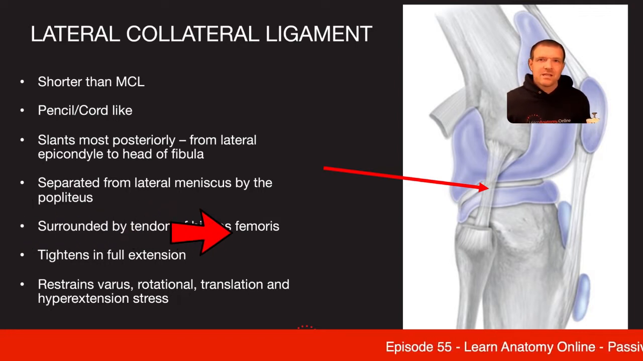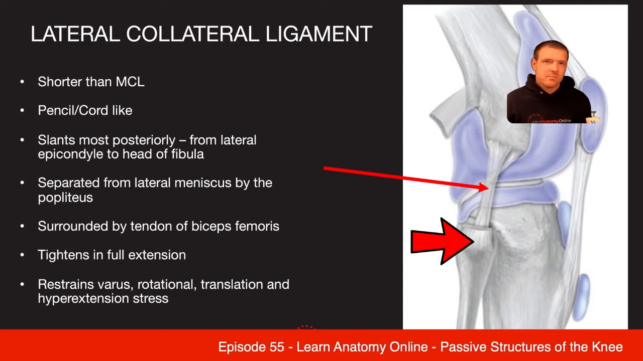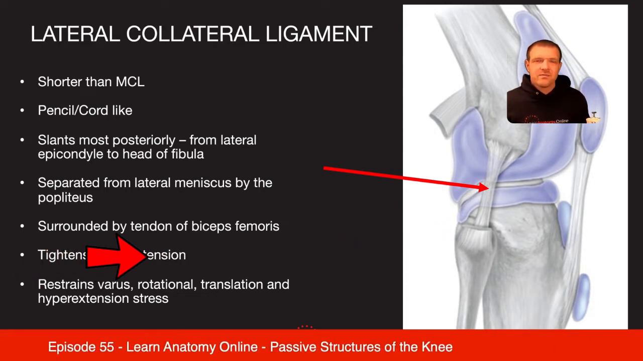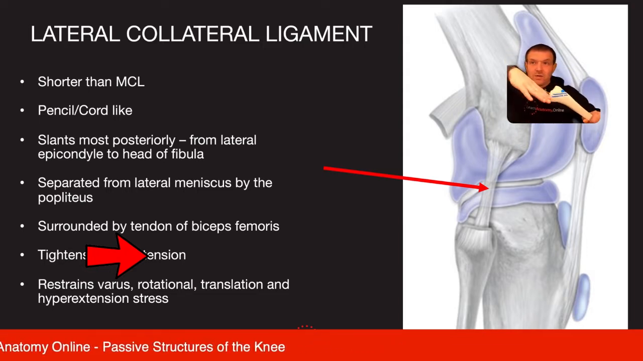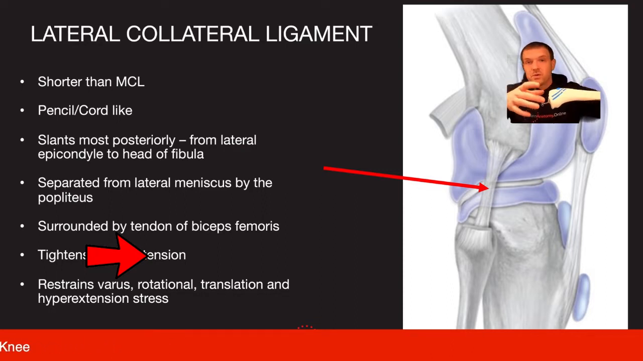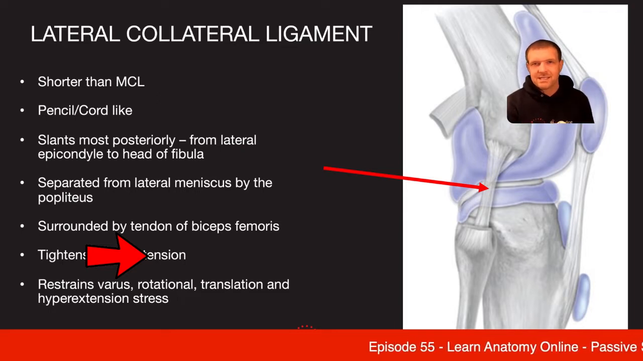It's surrounded by the tendon of the biceps femoris, so one of your hamstring muscles will come down here. We'll have a look at that when we get to the muscles. It tightens in full extension. So as you extend the knee and your leg is straight, your collateral ligaments will be at their most taut. So there should be absolutely no movement in your knee when your leg is extended.